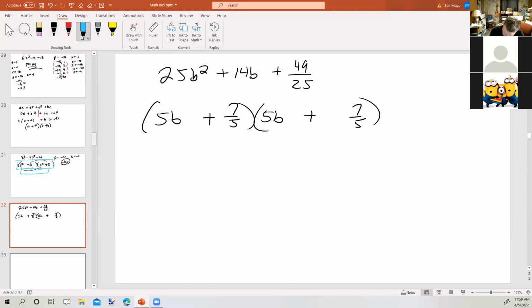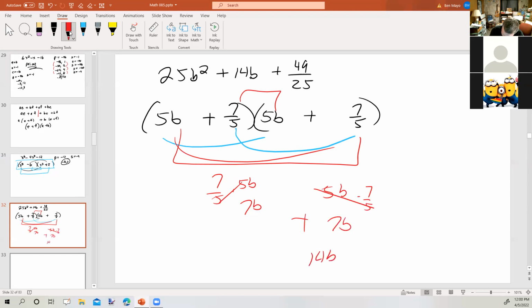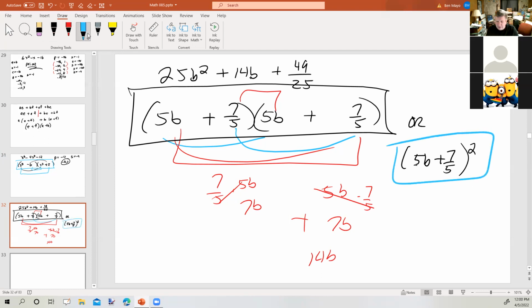Well, let's see. I've got 25b squared at the front, and I've got 49/25 at the rear. But what about that and that? Well, let's see. 7/5 times 5b would be 7b. And 5b times 7/5 would be 7b. And 7b plus 7b is 14b. So by golly, Miss Molly, we've got a perfect square trinomial, which you could write that way, or 5b plus 7/5, the quantity squared. All righty.